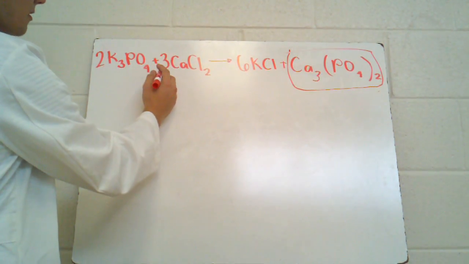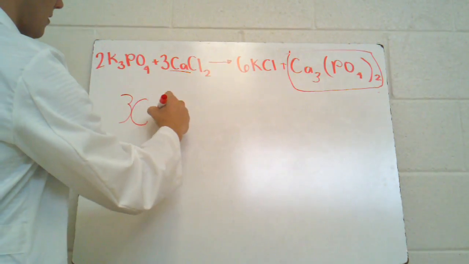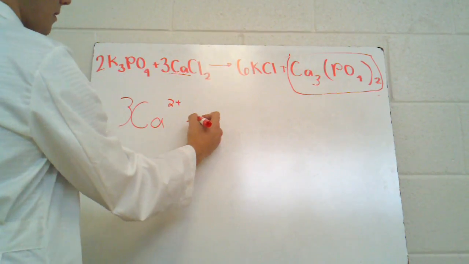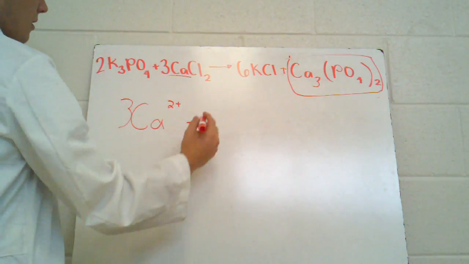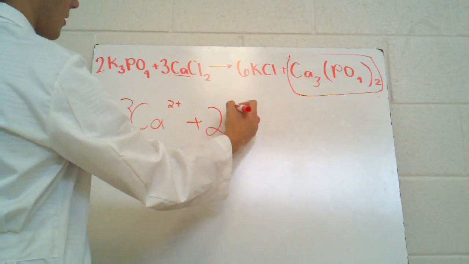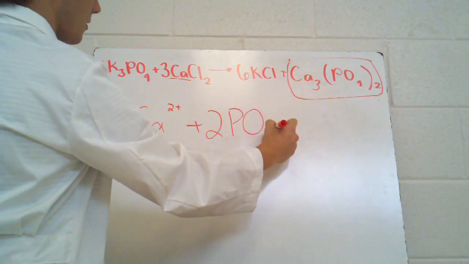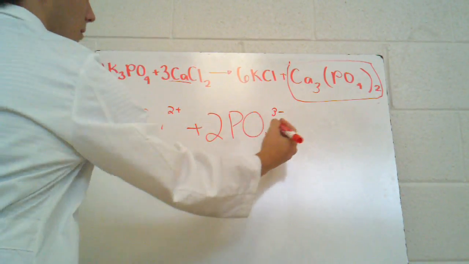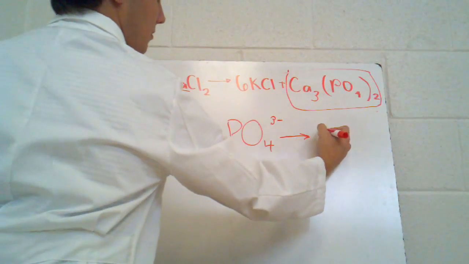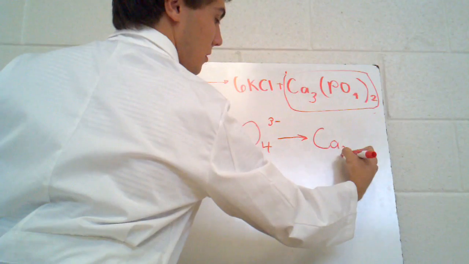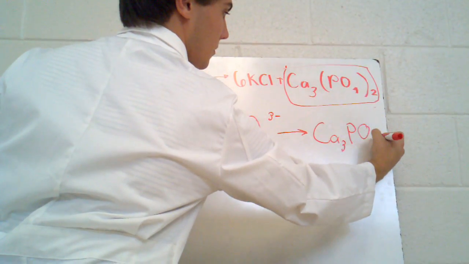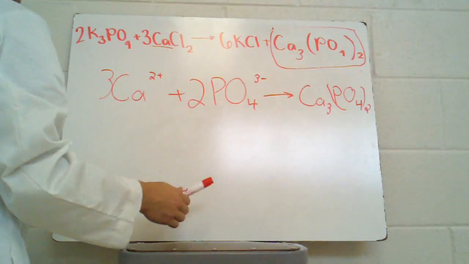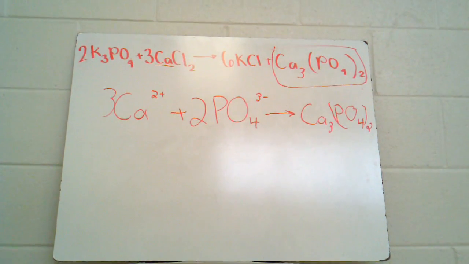So first we're going to write 3Ca and put the charge to it, which is 2 positive. Now we're going to take the anion and add that to it also. And the charge of this is 3 minus. When we react these to form Ca3PO42. And that's how you write a net ionic equation.